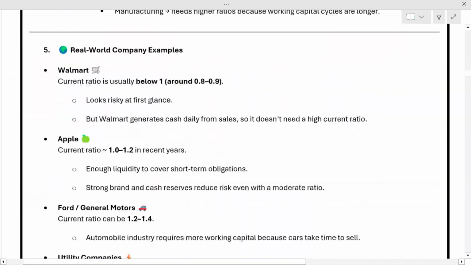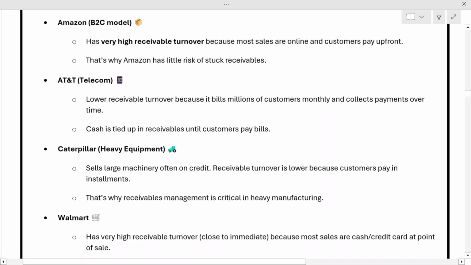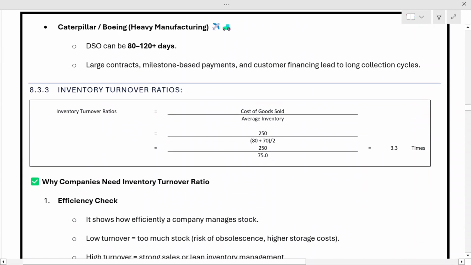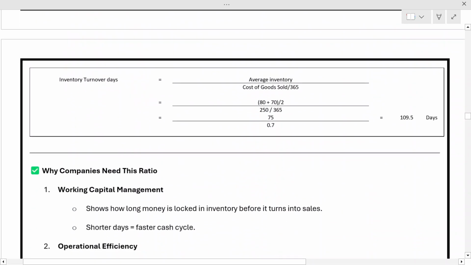So if we go further and see here, where was the inventory turnover ratio? Yeah, so if we go here within the inventory turnover days, we can say average inventory is 80 plus 70 divided by 2, which shows us 75, and cost of goods sold is 250, and that needs to be divided by 365, so that gives us 0.7. And if we solve these numbers, we get 109 days. It simply means that on an average we hold inventory for 109 days.